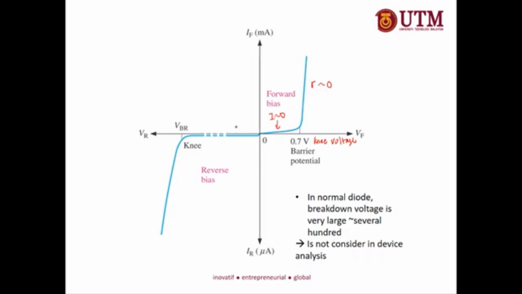At reverse bias, the current is also almost equal to zero. But when we apply a much higher reverse voltage, we will come to one point where there is a breakdown. When the breakdown happens, the current starts to flow. This is the point we call the breakdown voltage.